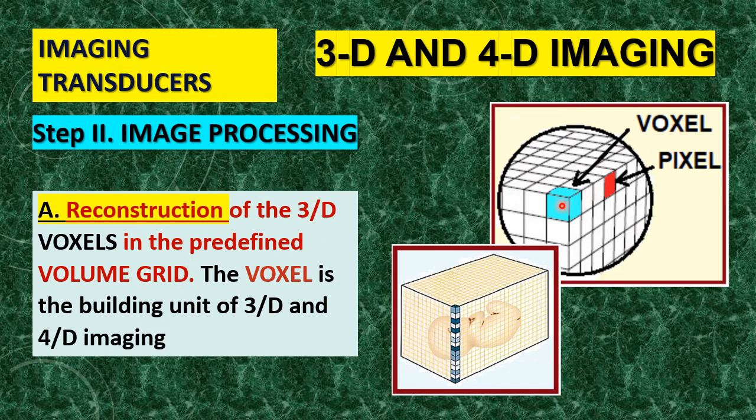So what is the voxel? The voxel is the building unit of 3D and 4D imaging. So what is the voxel? It's the building unit of 3D and 4D. This is a common question. You will see it in the SPI.